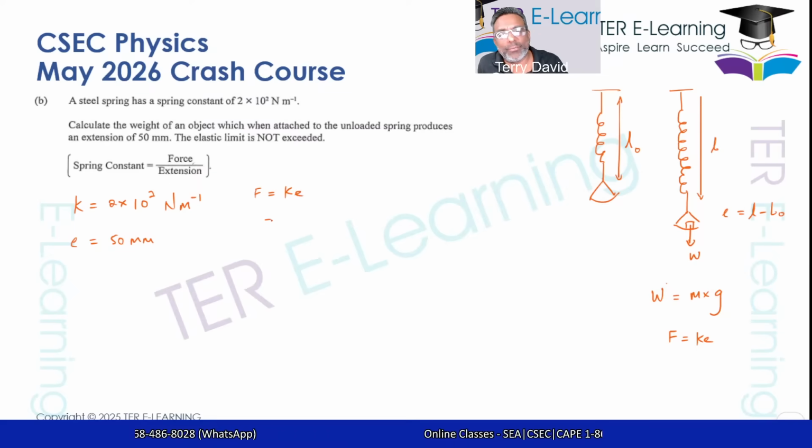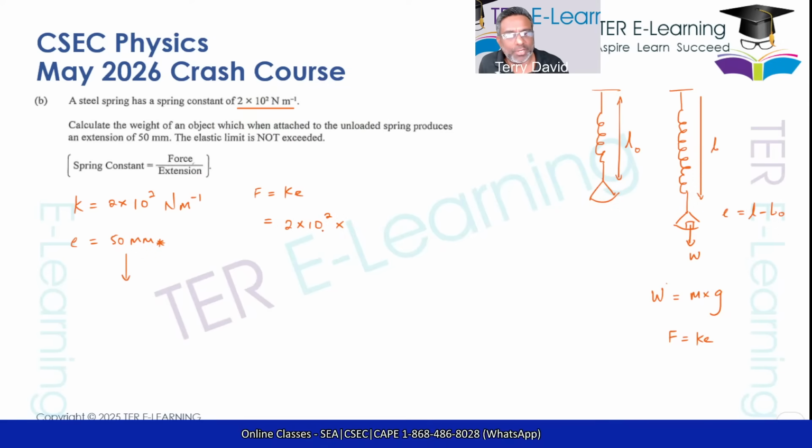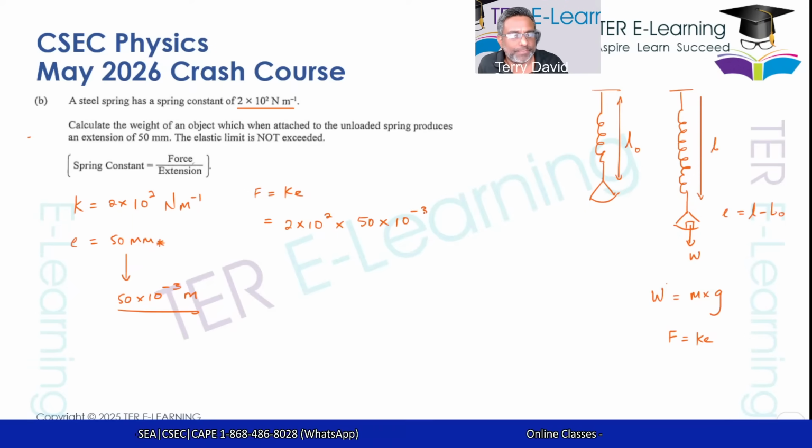So in this case, our K is 2 by 10 squared, that's your spring constant, multiplied by the extension. Now this is where the problem starts. This here is given in Newton per meter, but they gave you the extension in millimeters. This is something you have to be careful with in the exam. I can't just plug 50 into my calculation. I have to convert that 50 into meters. But remember, milli is 10 to the minus 3. So you can either take the 50 and divide by 1,000, or you just write it as 50 by 10 to the minus 3.